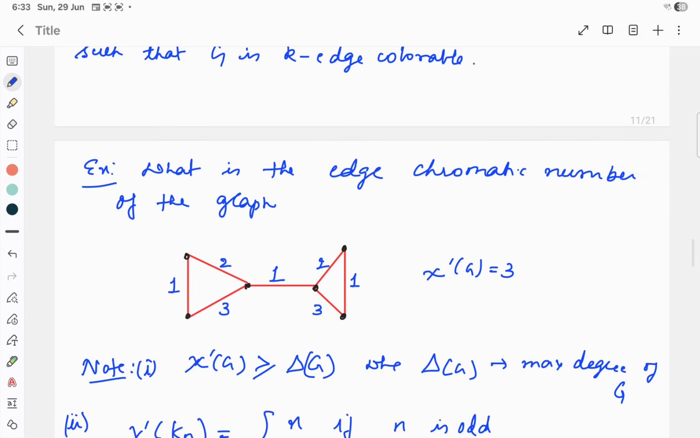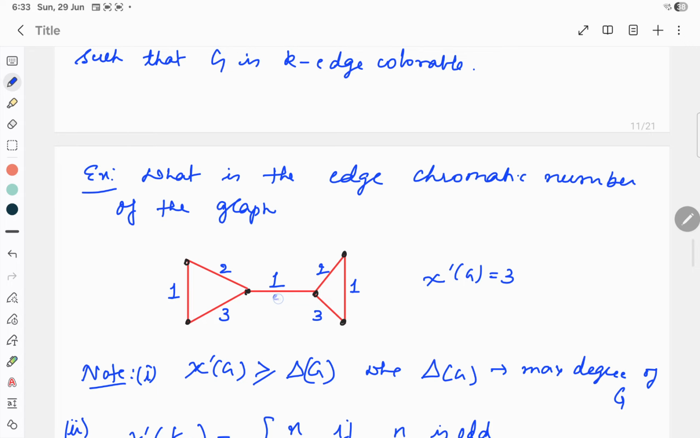What is the edge chromatic number of the graph G? So we have this graph. Let me start from the edge E1. Let me call them E1, E2, E3, E4, then E5, E6, E7. Let me color the edge E1 with the first color, 1. E1 is adjacent to E2, so I cannot use the same color 1; it should be 2, different. E4 is adjacent to both E2 and E1, so I cannot use the first and second colors; it should be the third color.